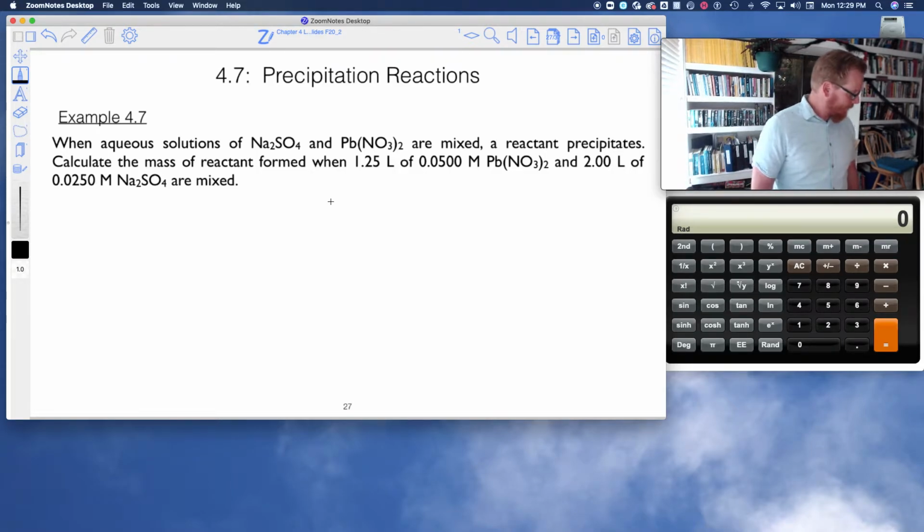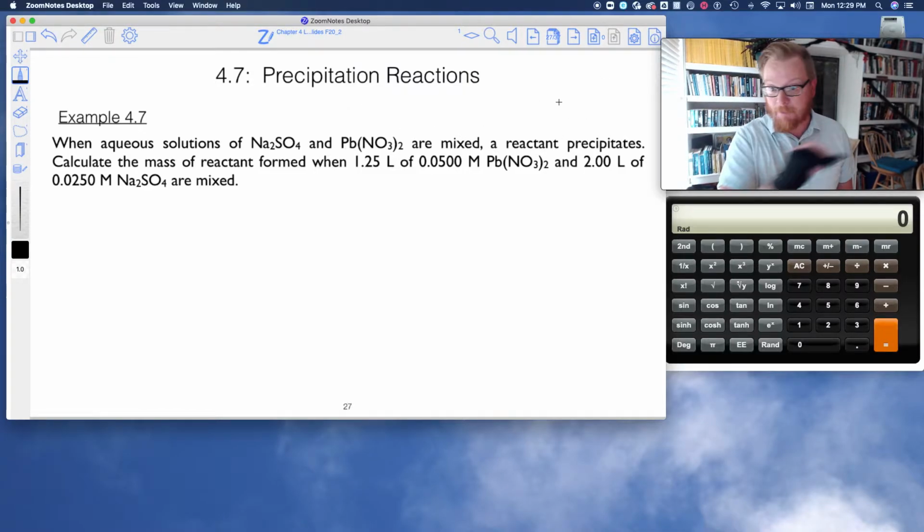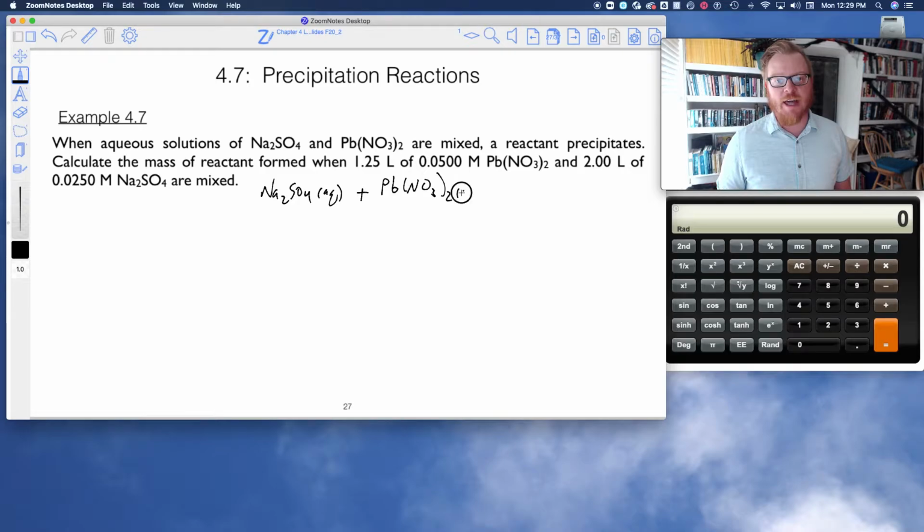Believe it or not, this is actually a limiting reagent problem. So let's see the problem. It says, when aqueous solutions of sodium sulfate and lead nitrate are mixed, a reactant precipitates. Okay, stop. I'm not even going to read anything more. I can see that I don't have a reaction, so I have to get a reaction out of this. So when aqueous solutions of sodium sulfate and lead nitrate, so this is actually lead 2 nitrate, mix, a precipitate forms. We have to figure out what that is, okay?